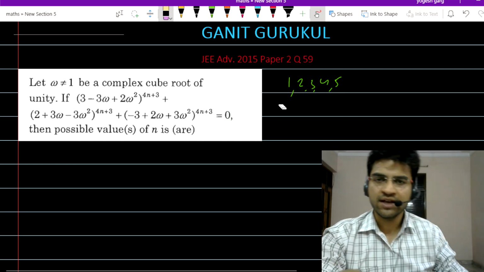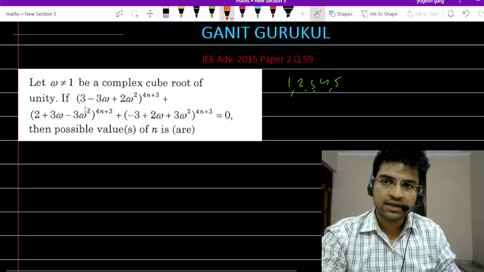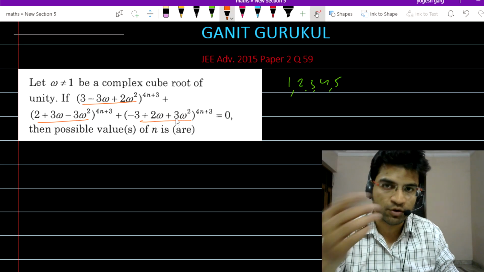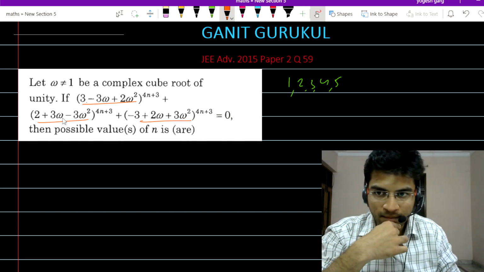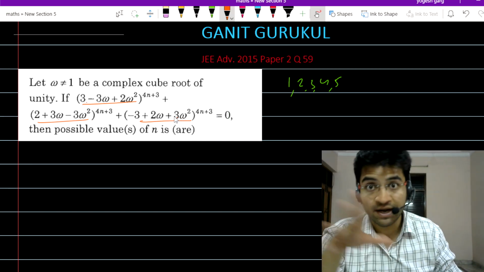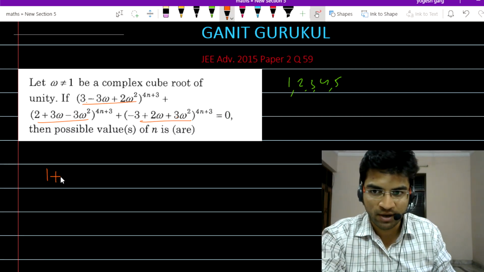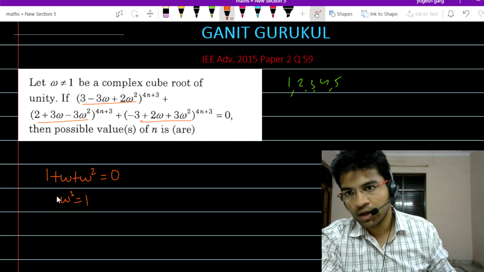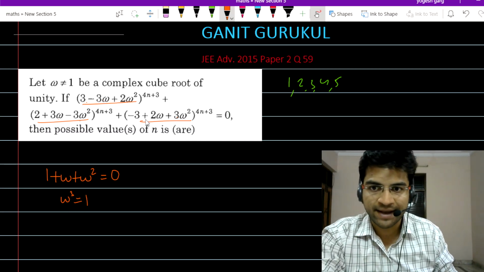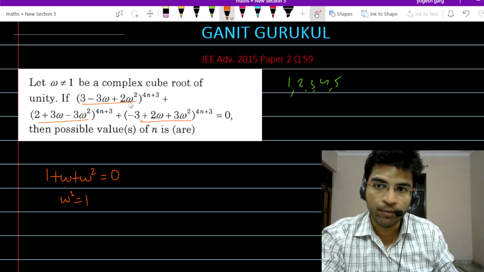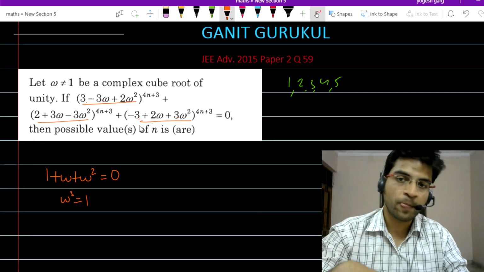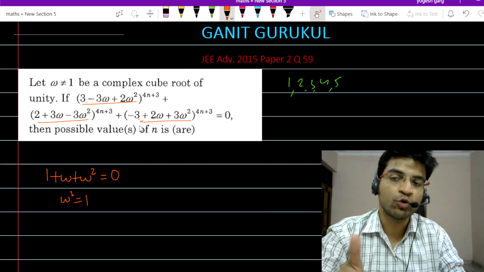If you see this clearly, this is the first term, this is the second term, and this is the third term. Their sum is equal to 0. 3 plus 3 omega plus 3 omega square will be equal to 0. I think you must be knowing this: 1 plus omega plus omega square is equal to 0 and omega cube is equal to 1. These two things we must be aware of. Minus 3 omega square, minus 3, their sum will be equal to 0. 2 omega square, 2 and 2 omega, their sum will also be equal to 0. Now, how to move forward? What to do with this particular question?